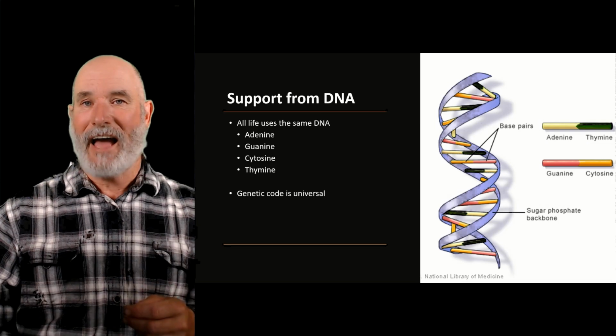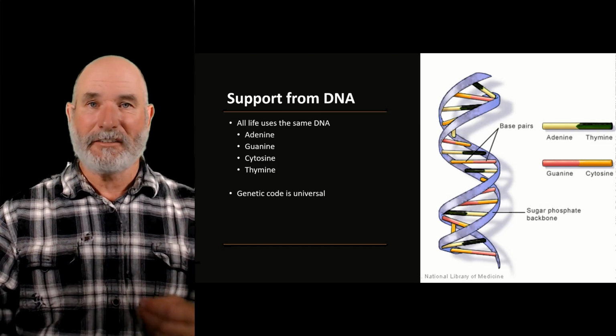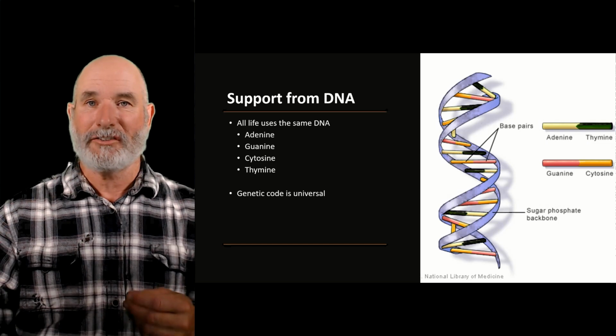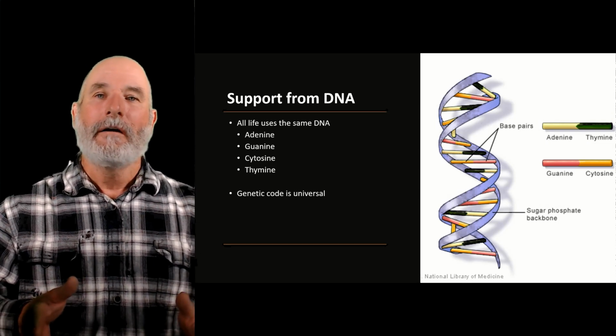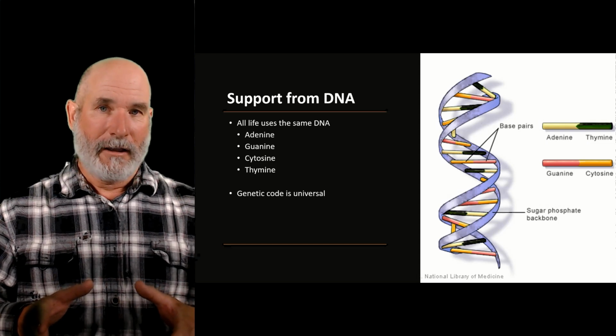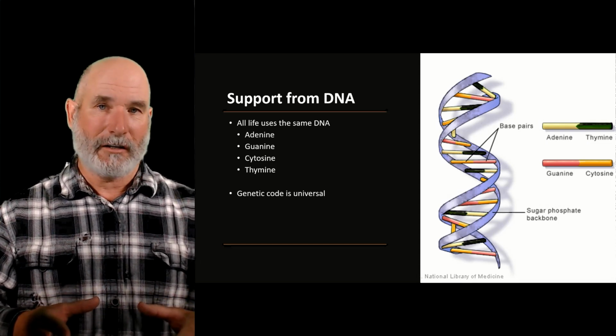Not only that, the sequence of those letters, the A's, the T's, the G's, and the C's, forming a word like Gattaca. That's Gattaca. It's a movie. That has meaning. It codes for amino acids which make proteins. And that's what we call the genetic code.